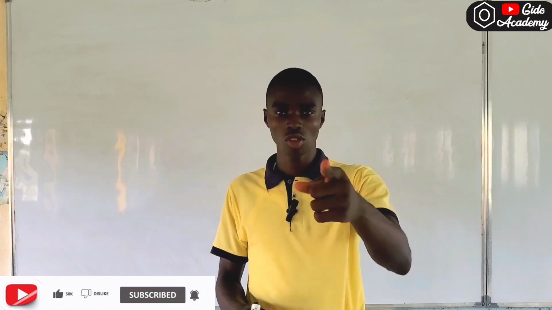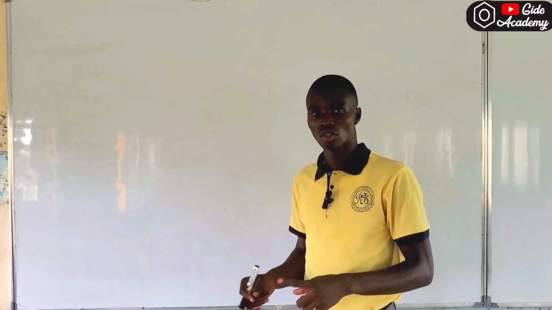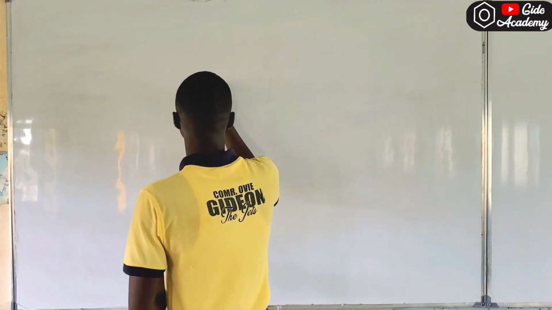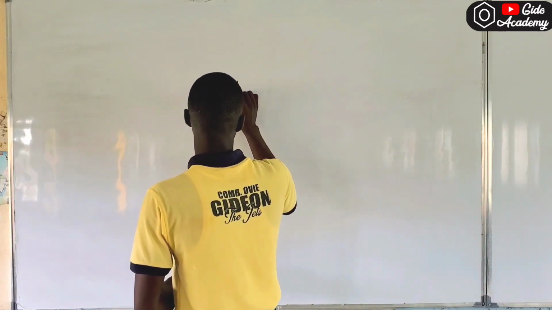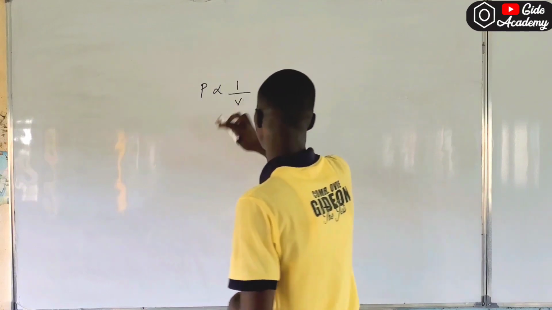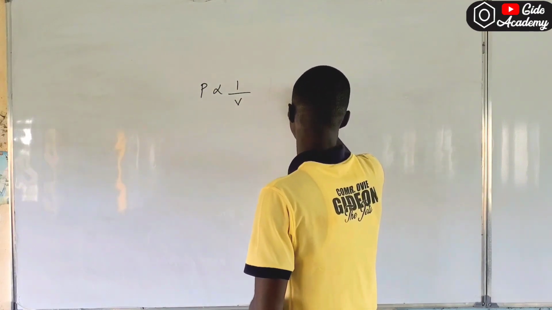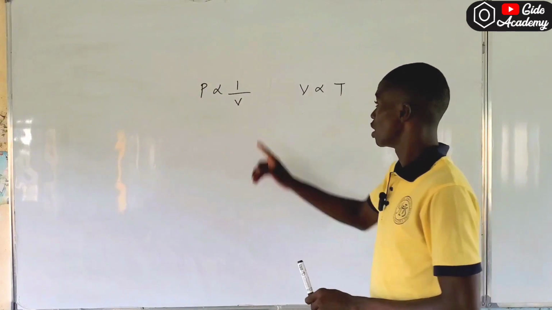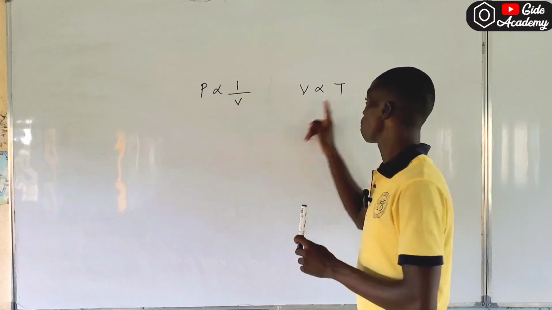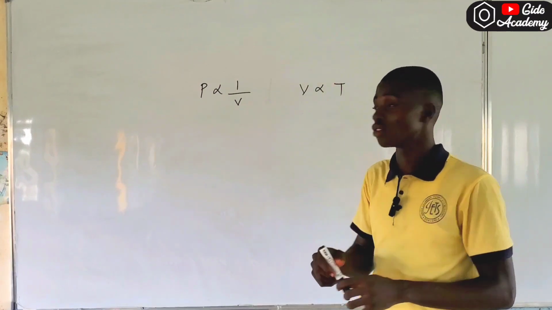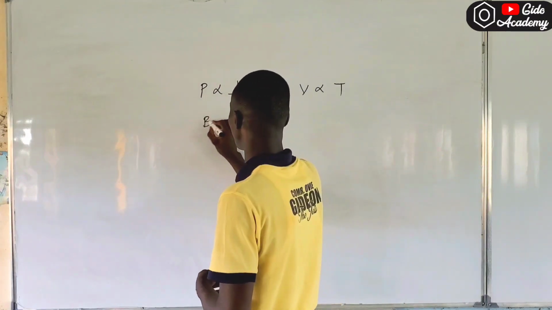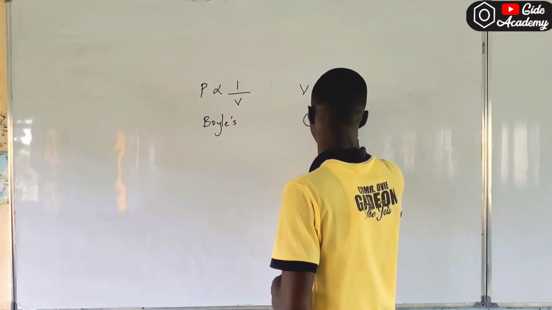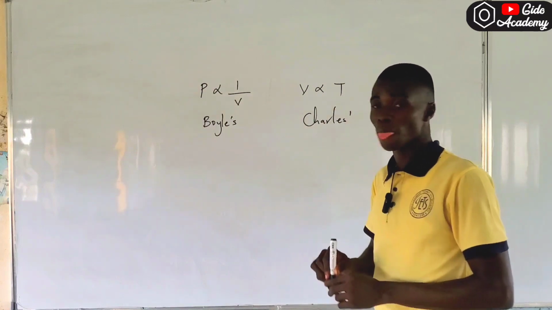In today's video, I'll be showing you some tricks in gas law, most especially Boyle's law and Charles' law. Please remember, P is inversely proportional to 1 over V, and V is directly proportional to T. This is the big question. This formula, is it for Boyle's law or Charles' law? This one here, is it for Boyle's law or Charles' law? Please take note, this formula here is for Boyle's, while this very one is for Charles' law.